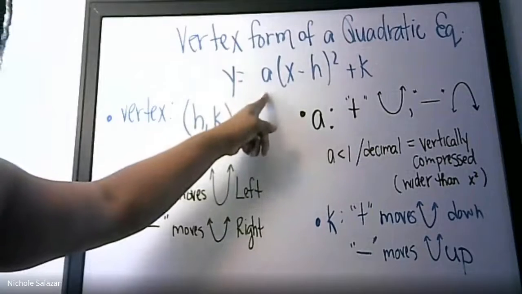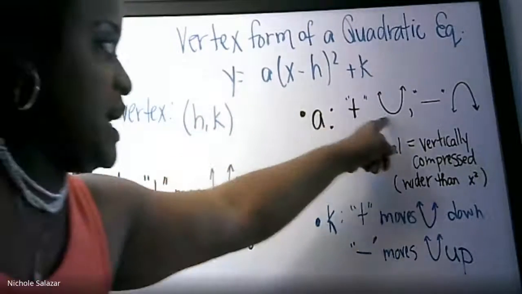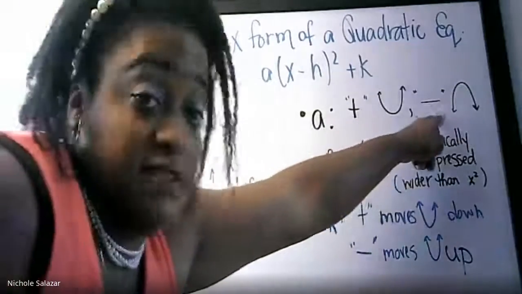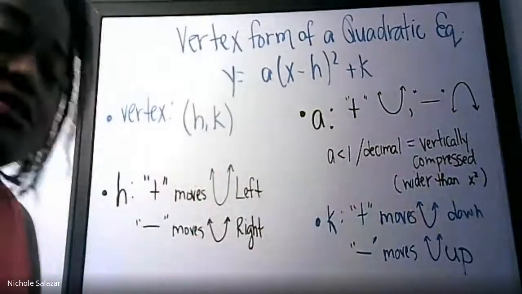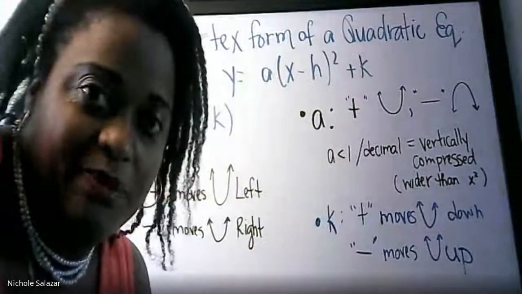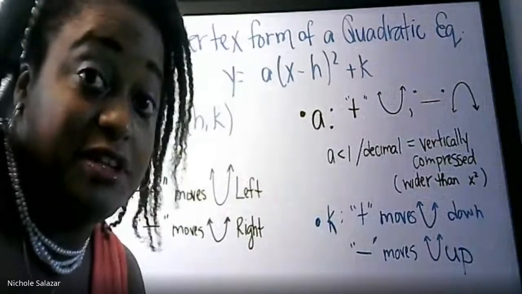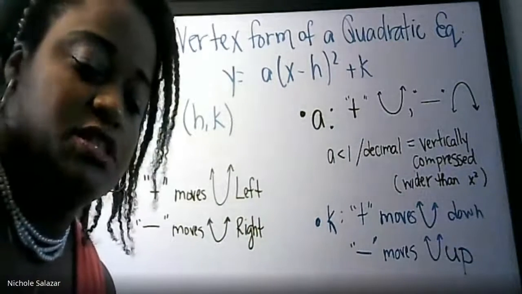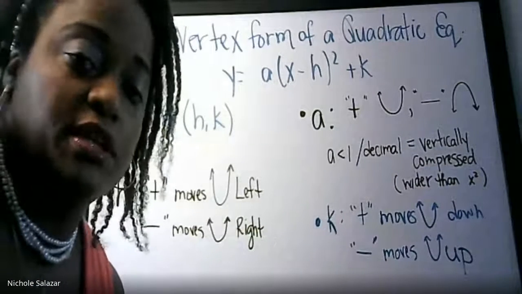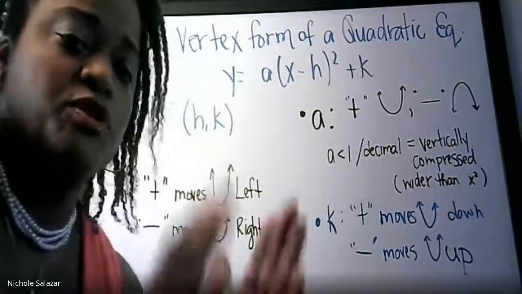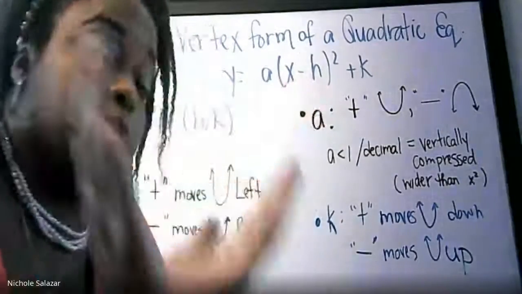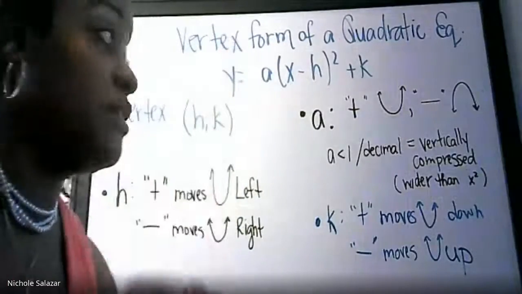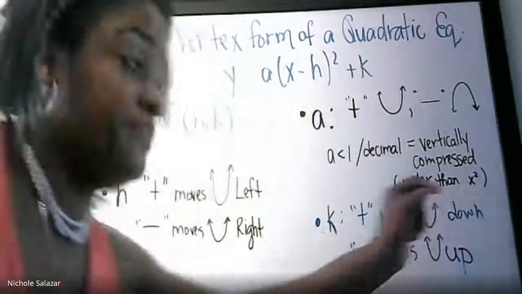A is important too. A tells you if your graph opens up or down. So if your a is a positive number, your parabola opens up. If your a is a negative number, it opens down. A also tells you about how wide your graph will be. The technical word is vertically compressed, right? So if you have a decimal number, it is vertically compressed, which just means, okay, if you have 0.001 as your a, your graph's going to be very wide, your parabola. And if it's like 0.99, it's going to be narrower. And that's all compared to the parent graph of x squared.